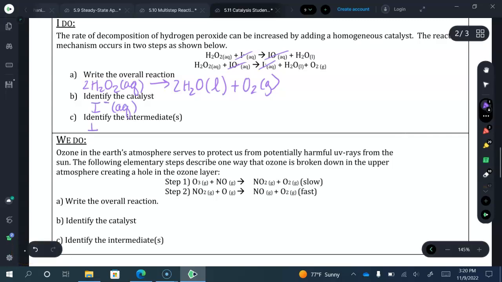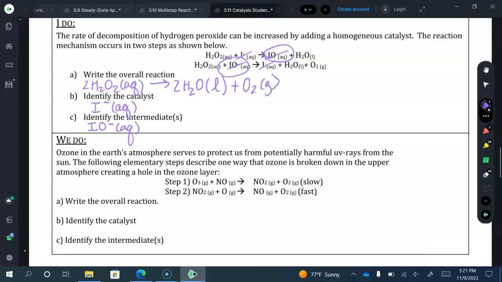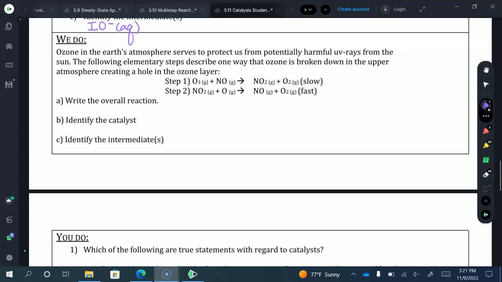Okay, so for this, you should see that you cancel out the things on both sides of the reaction arrow, and so this is your overall reaction here. Then looking for the catalyst, it is the one that is first a reactant, so it's used, and then it is reproduced so you can use it again, and that would be nitrogen monoxide. Then for our intermediate, it is the one that you make first and then you use up again in a subsequent step. That would be your nitrogen dioxide. Okay, so using these concepts, complete the UDOs.